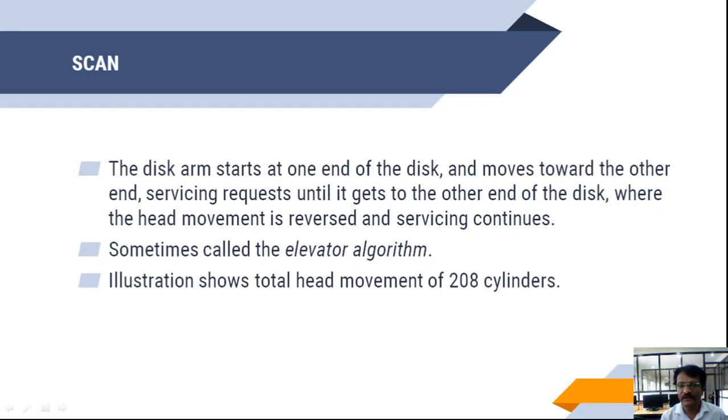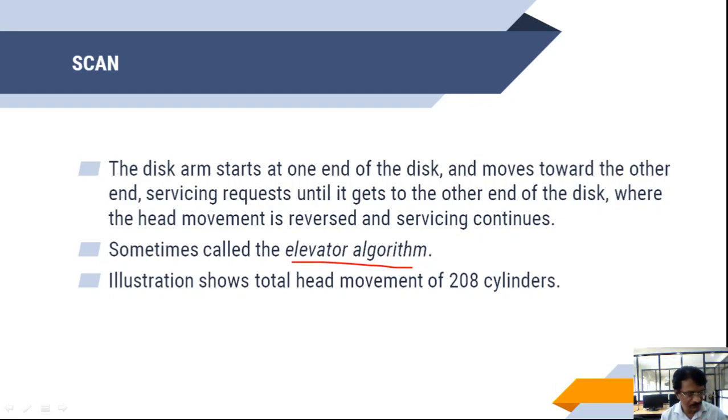And while moving in the other direction, it continues servicing those requests, right? So the head continuously scans back and forth across the disk. It keeps on scanning from one end to another end across the disk. And this particular scan algorithm is also known as the elevator algorithm, right? Since the disk arm behaves just like an elevator in a building, first serving all the requests going up and then reversing to service requests the other way, right? We have seen elevators in the malls and all in a similar way.